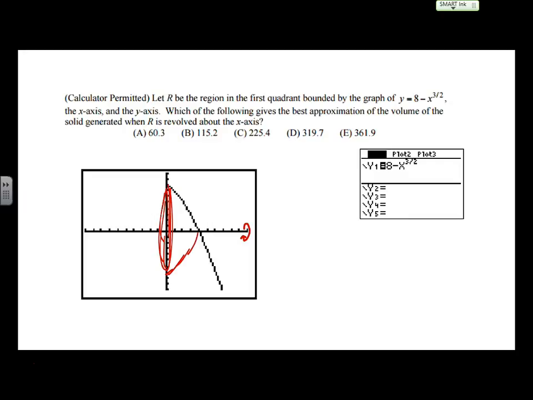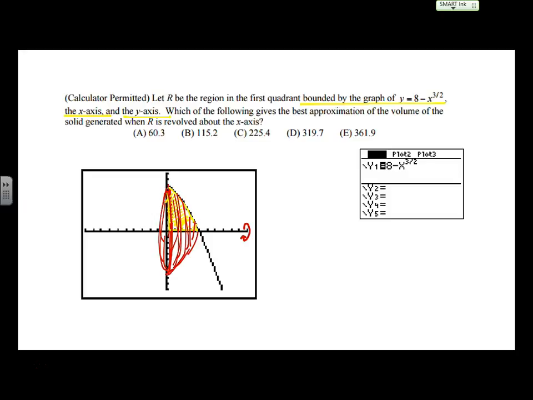What region? How was I able to know it was only that portion? What did it say, cool kids? Bounded by the graph, the x-axis, and the y-axis. What's in between the graph, the x-axis, and the y-axis? This region is what's being rotated, and that's a solid region. So when we rotate that region around, we get that three-dimensional object with this said volume. What volume? I don't know, we have to find it. So how do we find it?